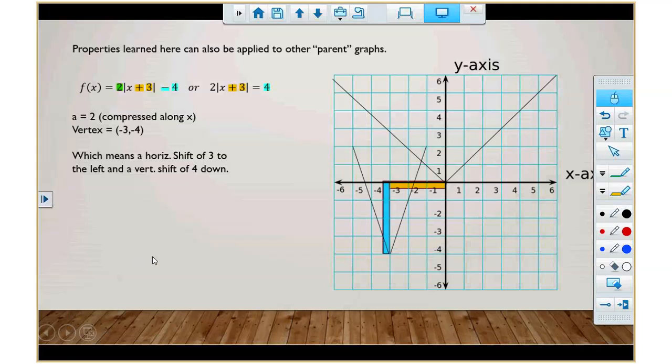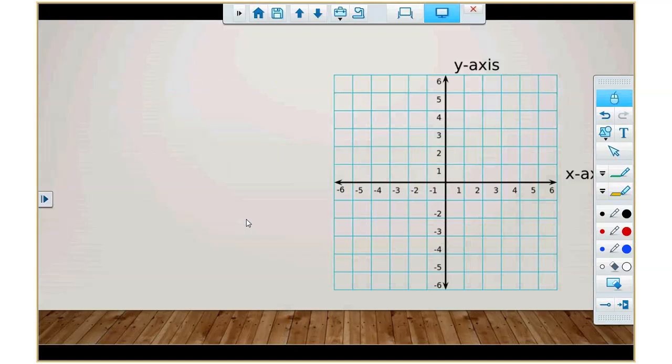So what I'm trying to get you to learn in this first section is how you can look at something and be able to tell which direction it's going and which vertical or horizontal shift it is, and if it's skinny or if it's wide or if it's opening up or down. And remember to say compressed along the x-axis or y-axis, stretched along the y-axis or the x-axis.